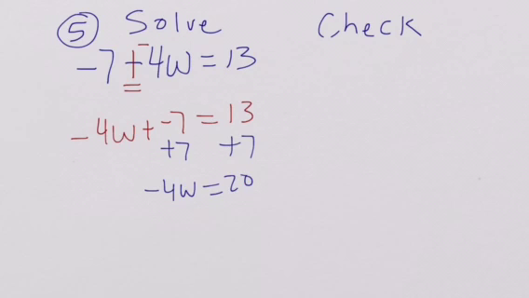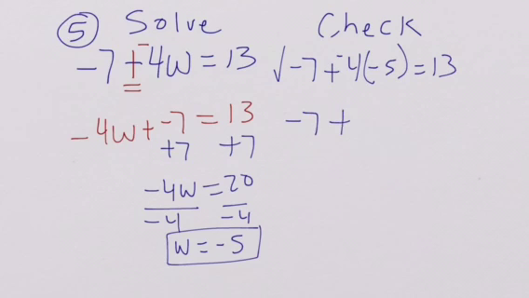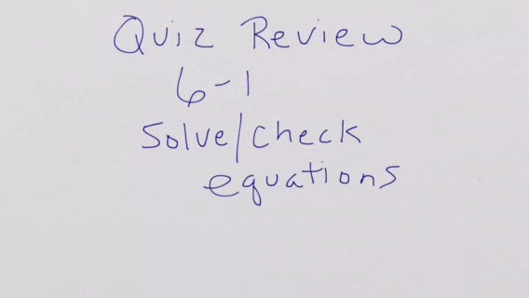What math operation is this? Multiplication. How do I solve it? Division. I'm going to divide both sides by negative 4. So w is going to equal negative 5. Now I'm going to check it. Negative 7 minus 4 times negative 5 is equal to 13. I add a line and change the sign, so negative 7 plus negative 4 times negative 5 is positive 20 is equal to 13. 13 is equal to 13. So W must equal negative 5. And now you're ready for your quiz.